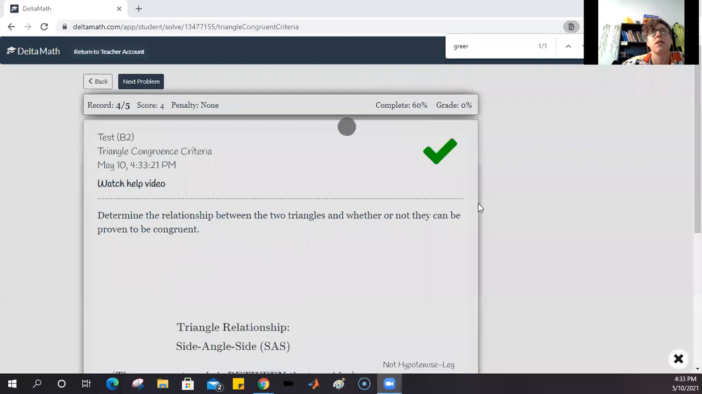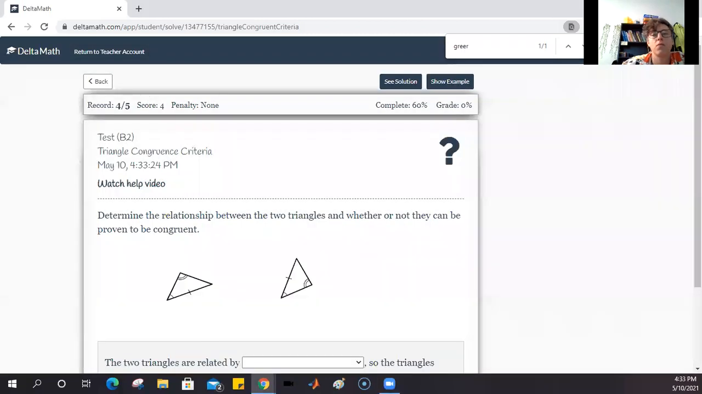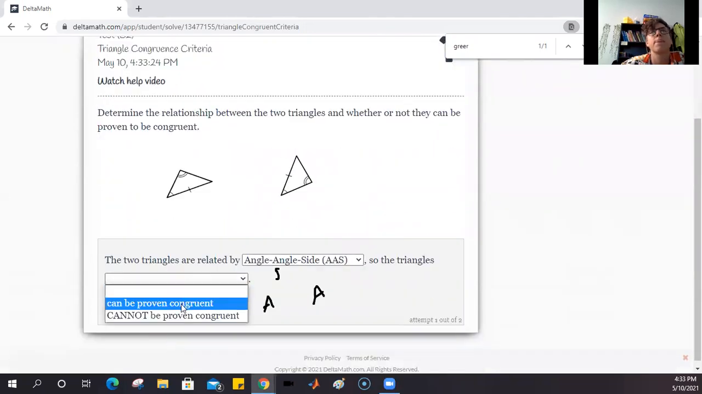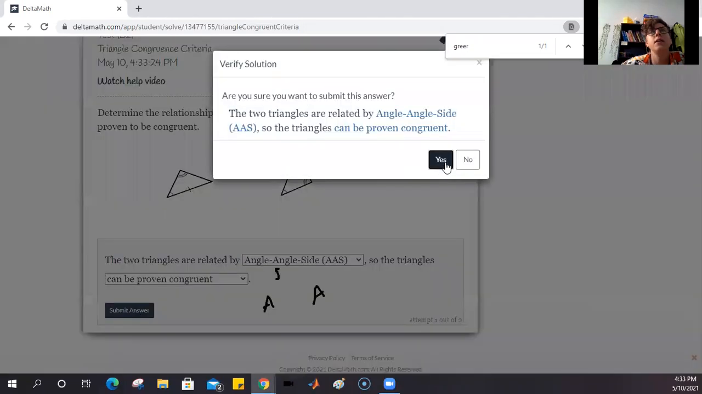Okay, great. Next. What do we have going on here? This looks like a side and an angle and an angle: side, angle, angle, or angle, angle, side, which is something we can use to prove that triangles are congruent. Yay!